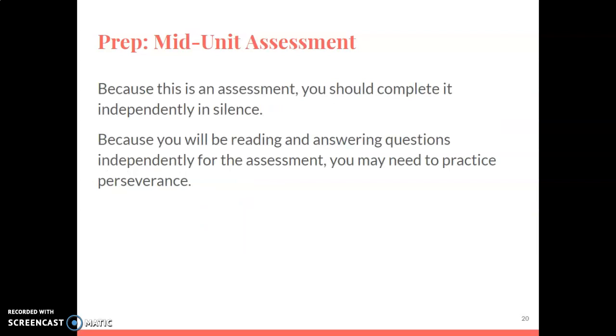Because this is an assessment, you should complete it independently in silence. And because you'll be reading and answering questions independently for the assessment, you may need to practice perseverance. Please make sure that you do so.